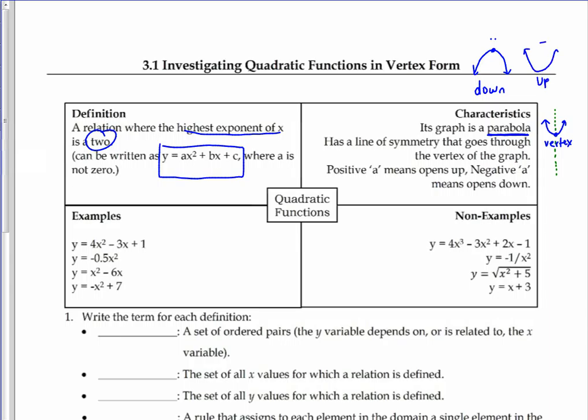Oops, what happened to my eyes? There you go. Okay, it can open up.